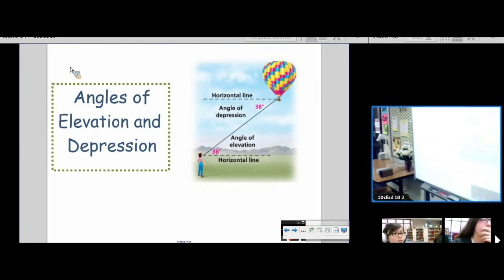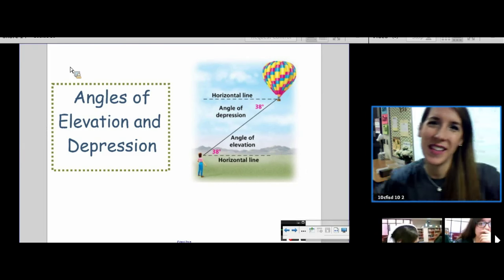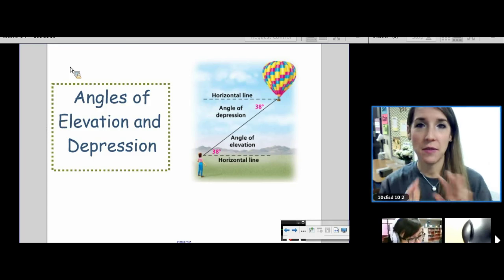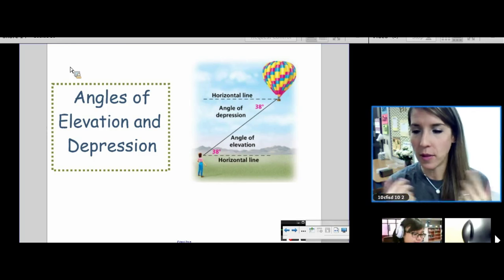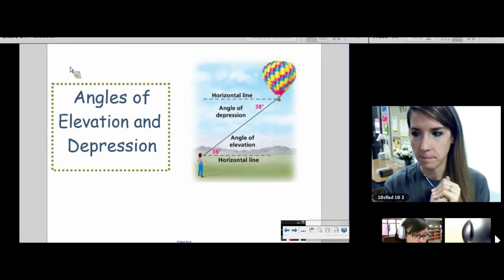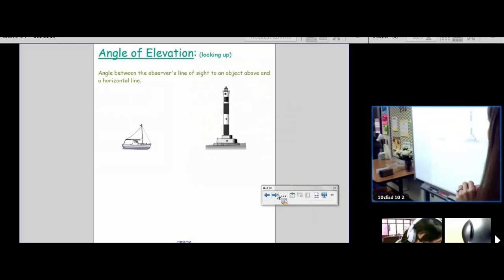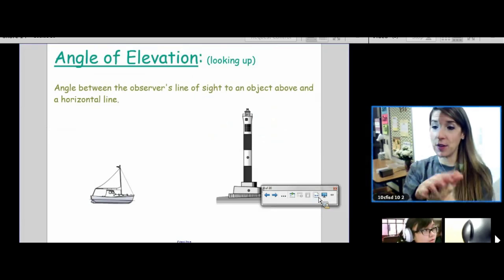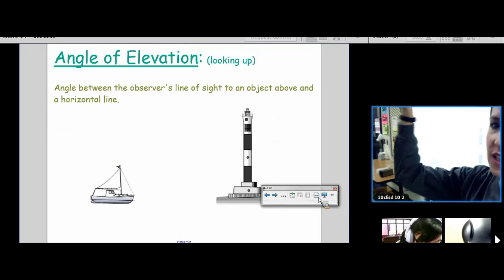You can title your notes Angles of Elevation and Depression. This is kind of just a fancy way of saying, hey, we're going to do some word problems today. We're going to take everything we learned about trig, and we are going to try to apply it to a real world situation. All right, so the first angle we're going to look at is an angle of elevation. I want you to think elevate. Elevate, like if you get hurt and they say to elevate your leg, if you have a cast or something, that means to lift it up.